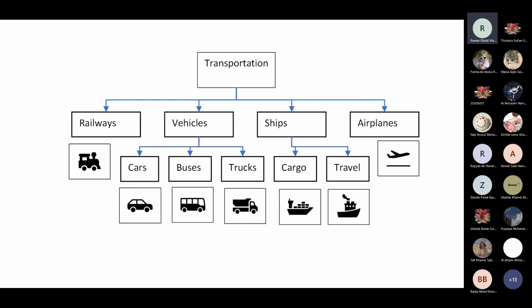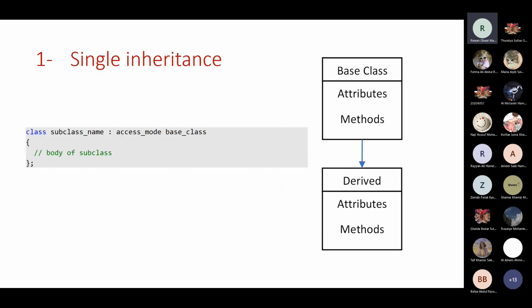Now the inheritance type. If you remember this diagram that we created, actually here we have single inheritance. Most of our examples were about single inheritance. Like I have a base class and I have derived the attributes and the methods. It will inherit everything, and of course it can add its own attributes and methods, but it will inherit everything here.